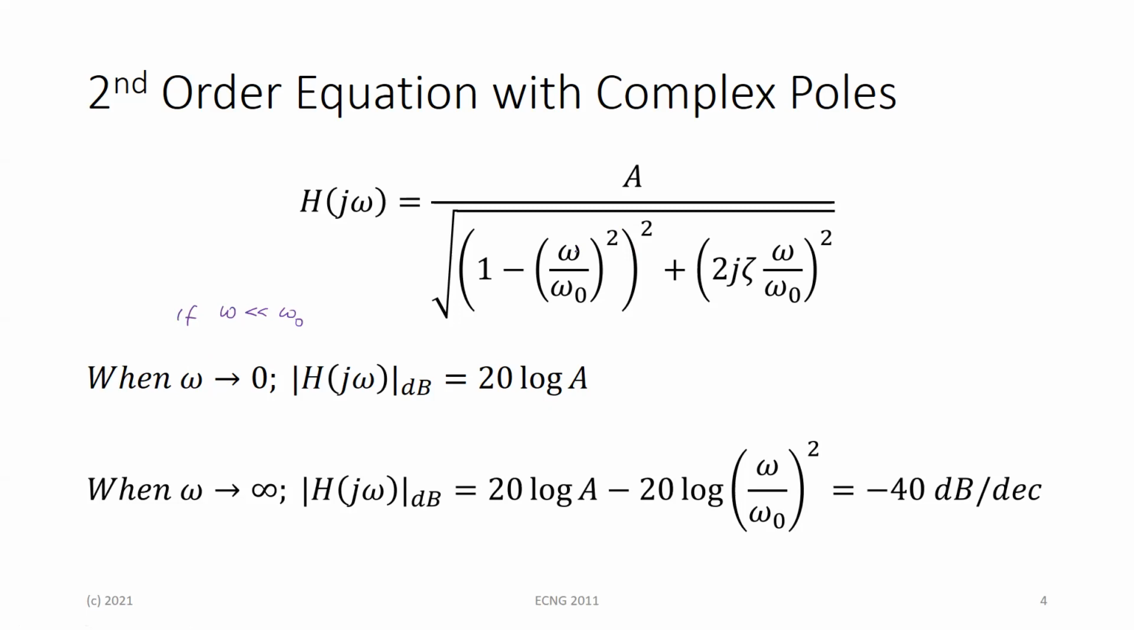In other words, this bit falls out, this bit falls out. So what you're left with is A over 1, right? And if you convert that to decibels, this is going to give you the 20 log A minus 20 log 1, which of course is 0. So you get 20 log A.